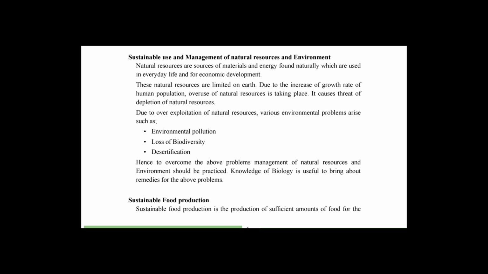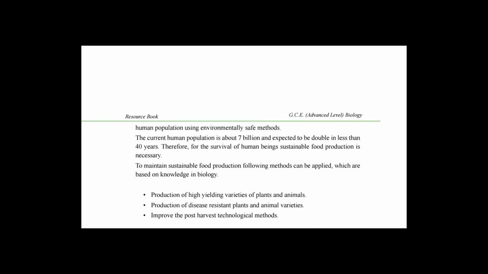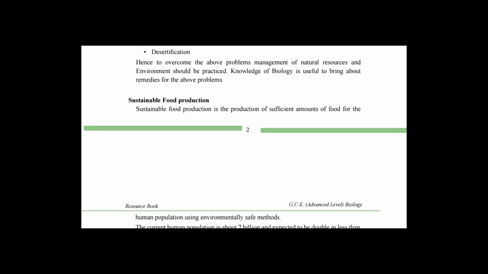Okay, so the next problem we're going to study is about sustainable food production. There is a textbook definition here: the production of a sufficient amount of food for the human population using environmentally safe methods. That is, producing a sufficient amount of food for human beings using environmentally safe methods. The production should be environmentally safe. So that's called sustainable food production.